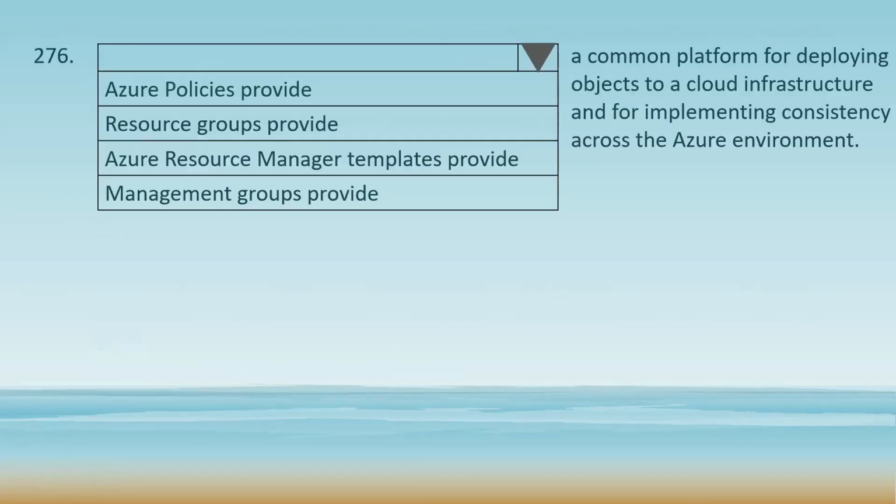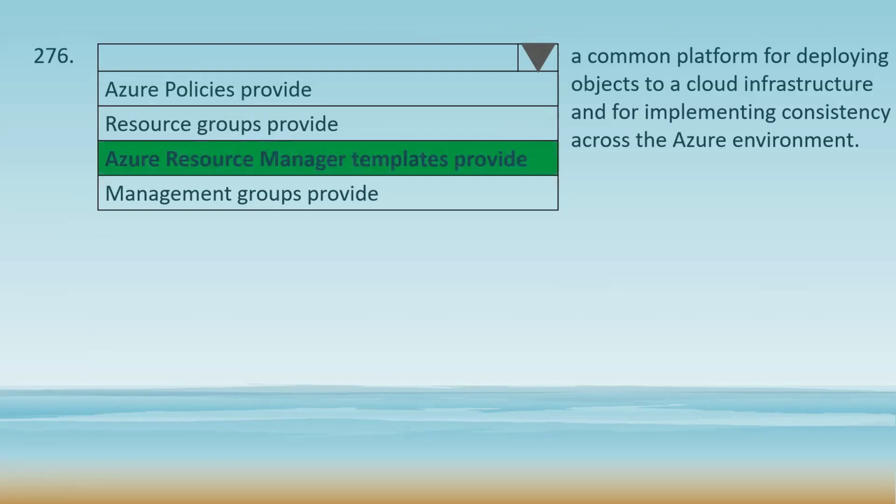You have four options, and basically there is a statement: a common platform for deploying objects to a cloud infrastructure and for implementing consistency across the Azure environment. And your options are: Azure Policies provide, resource groups provide, Azure Resource Manager templates provide, and management groups provide. And friends, the correct answer here is Azure Resource Manager templates provide a common platform for deploying objects to a cloud infrastructure and for implementing consistency across the Azure environment.